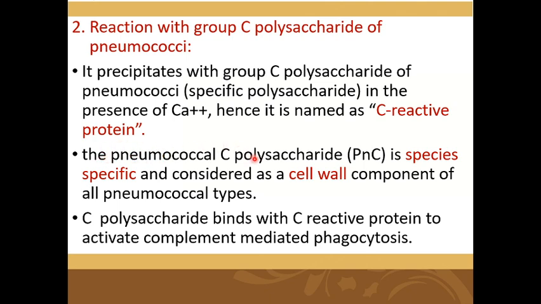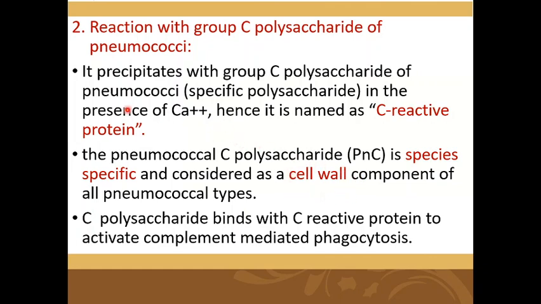The pneumococcal C polysaccharide is species specific and considered a wall component of all pneumococci. ठीक है, सी रिएक्टिव प्रोटीन का दूसरा काम क्या है? They kill the pneumococci. How do they kill the bacteria? They precipitate with group C polysaccharide. And where is this group C polysaccharide present? They are present in the cell wall of the bacteria.